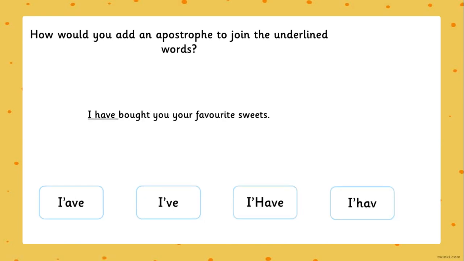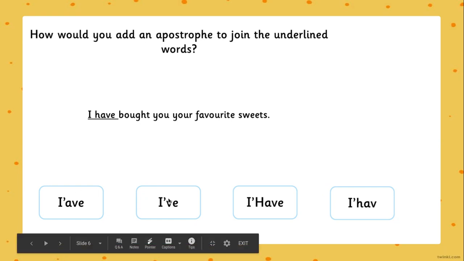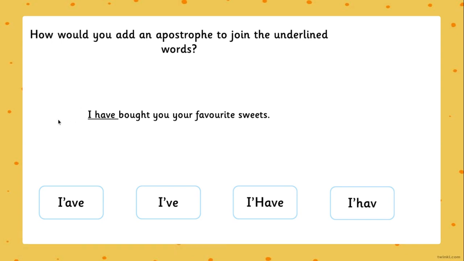On to question number 4. I have bought you your favourite sweets. Which is the correct contraction for I have? If you are struggling with these, it might help to try and just sound them out how they look. I have, I've, I have, or I have. Which of those is a contraction that you recognise that abbreviates, that makes I have shorter?